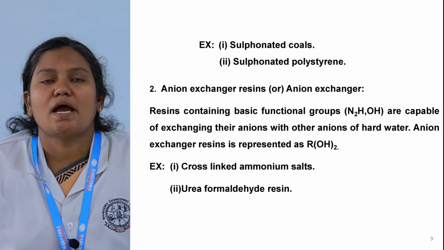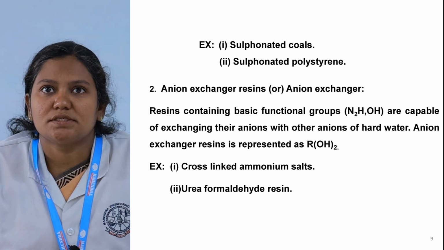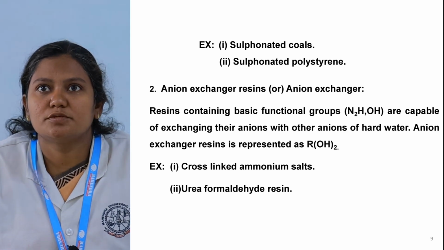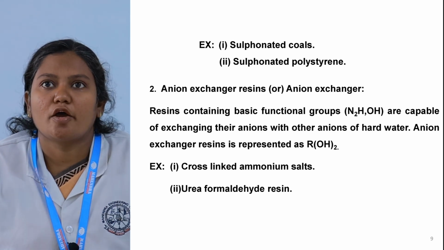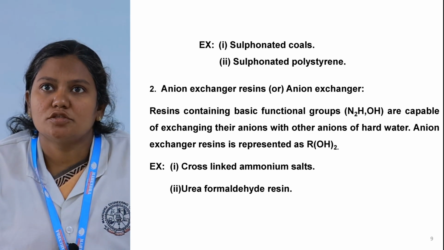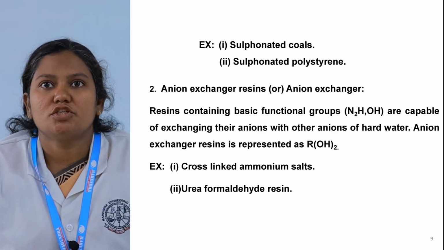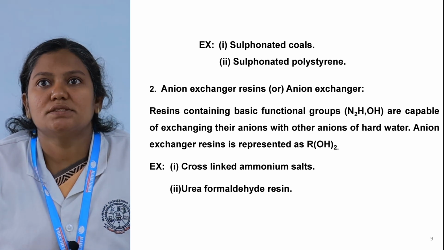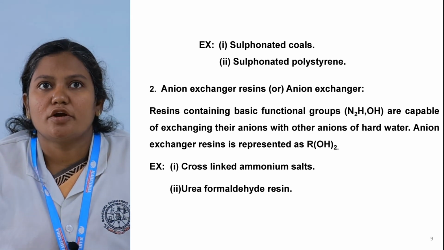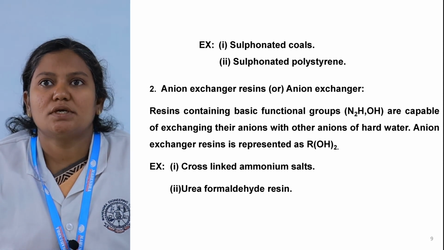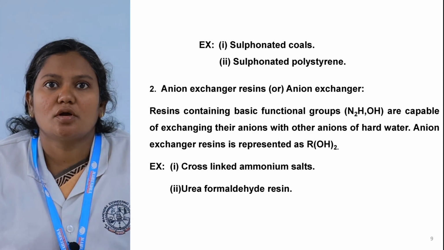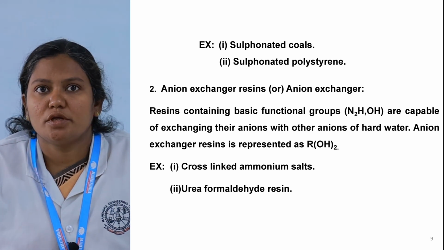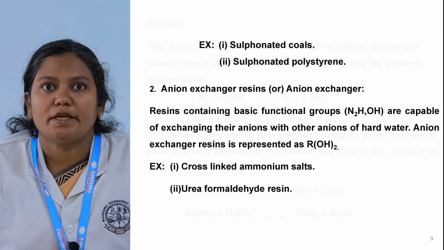Next, anion exchangers. Resins containing functional groups like NH2 and OH are capable of exchanging their ions with other anions of hard water. Anion exchanger resins are represented as ROH2. So cation exchangers are represented as RH2, and anion exchangers are represented as ROH2. A few examples of anion exchangers are cross-linked quaternary ammonium salts and urea formaldehyde resin.